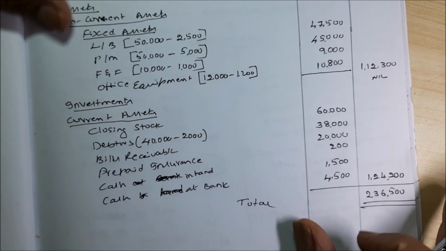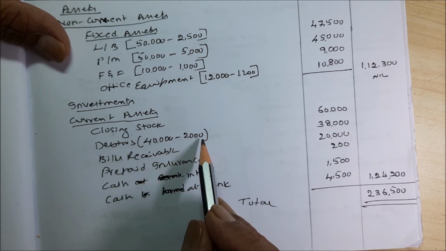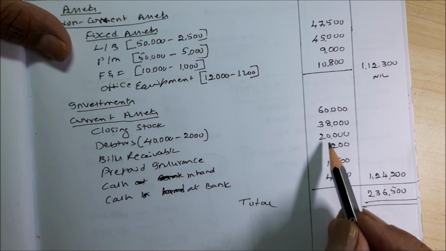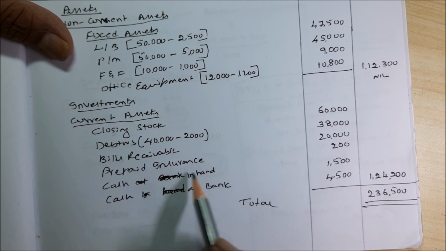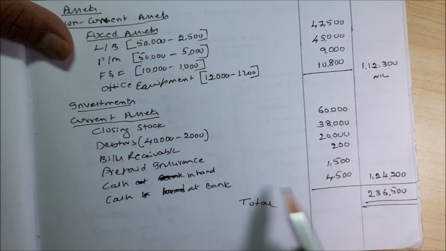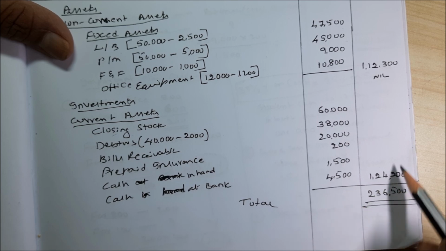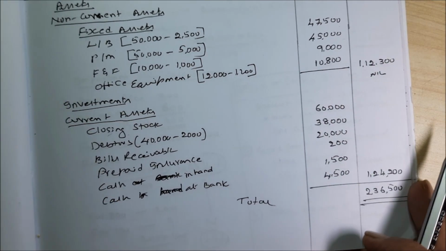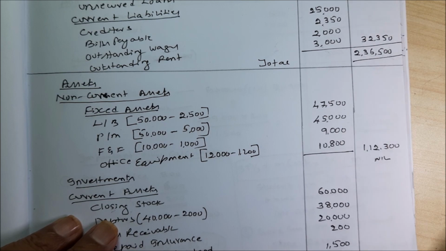Next, current assets. Closing stock 60,000. Debtors 40,000 minus 2,000, you have raised further doubtful debt, so 38,000. Bills receivable 20,000. Prepaid insurance, which has been deducted from 1,500, is 200. So prepaid insurance is an asset, 200. Cash in hand 1,500. Cash at bank 4,500. If you add, the current assets is 1,24,200. If you add this, then you will get 2,36,500. The balance sheet automatically tallies. This is how we do the vertical system of final accounts.